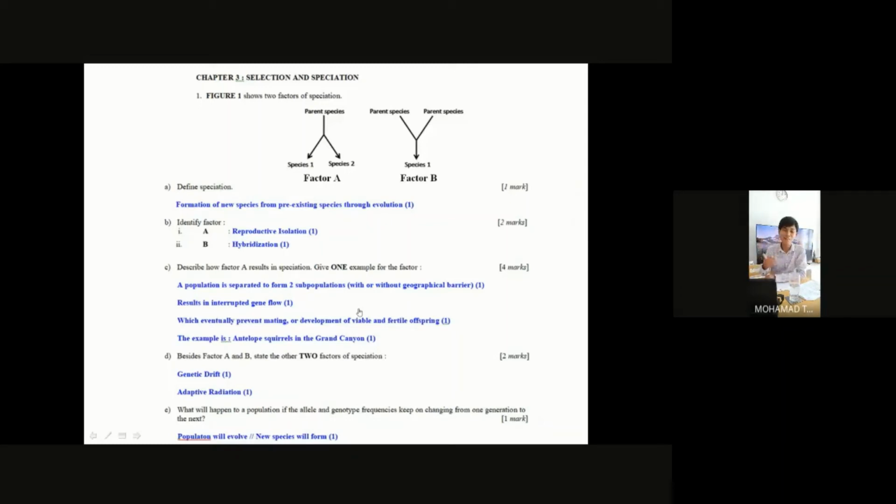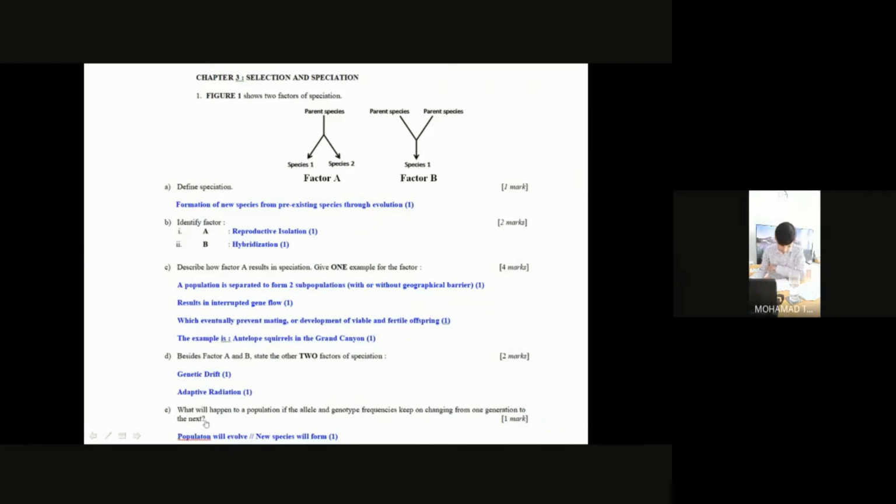So that's how the interruption of gene flow causes the population to disobey the Hardy-Weinberg assumptions. No random mating. So that's how you get 4 marks there. And then question D, besides factor A and factor B, state the two other factors of speciation. We have discussed earlier on, we have genetic drift and also adaptive radiations. So 1 mark each.